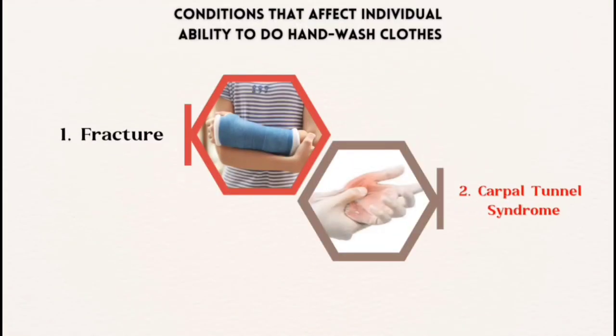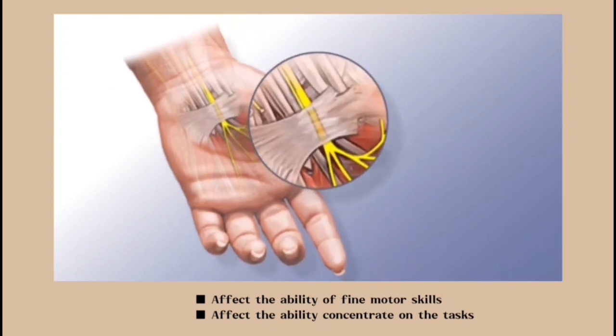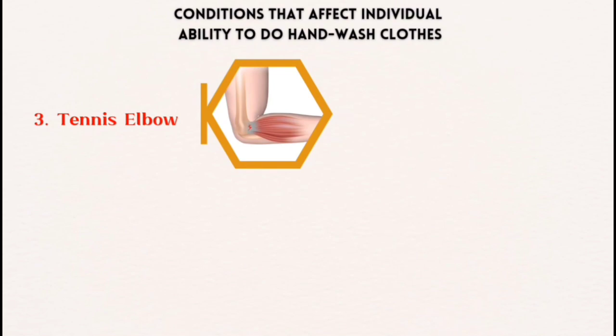Secondly, carpal tunnel syndrome. It happens when swelling in the wrist causes pressure on the median nerve. The person with carpal tunnel syndrome may have difficulty with fine motor skills such as grasping and carrying items and be unable to concentrate in washing clothes due to the feeling of numbness, tingling, and weakness in the wrist and hands. Thirdly, tennis elbow.